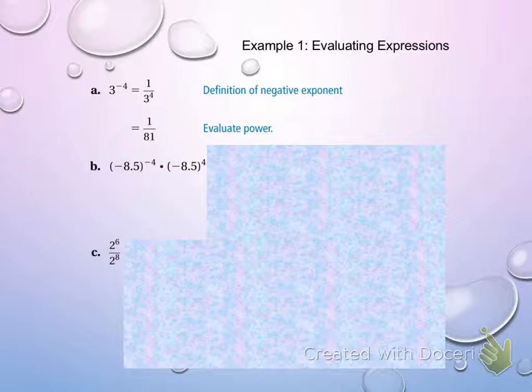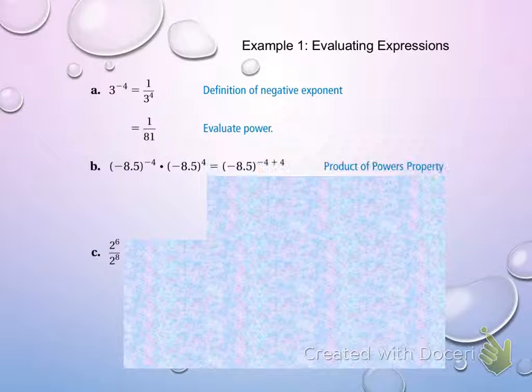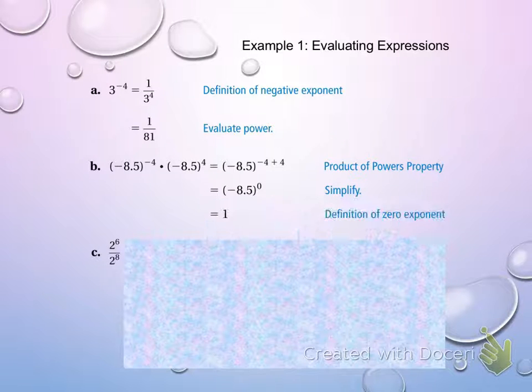So let's look at this on part B. Now we're multiplying times 1. According to the product of powers, we're going to add the exponents. So negative 8.5 to the negative 4th plus 4. Remember, negative 4 plus 4 is going to give us 0. So we've got negative 8.5 to the 0. And remember, any number to the 0 power is going to be 1, which is the definition of a 0 exponent. So let's look at C here.